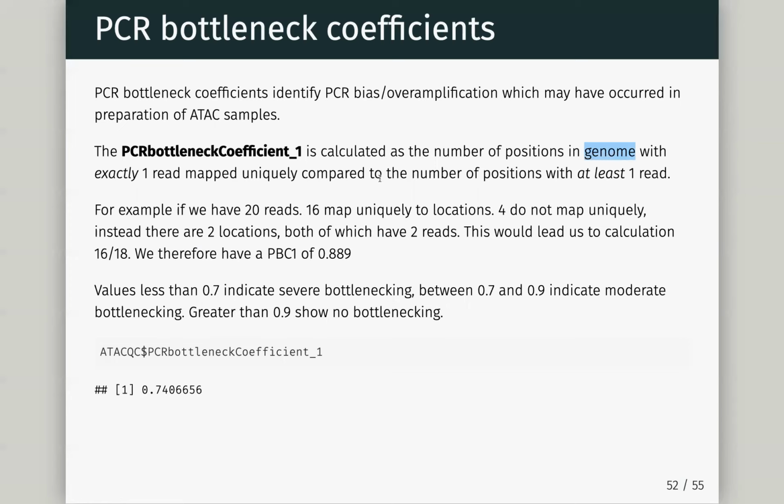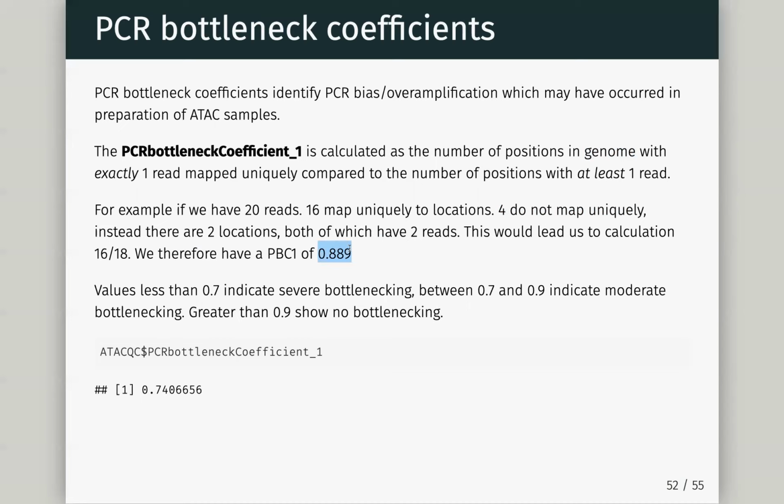So if we have 20 reads, 16 map uniquely to locations, 4 do not map uniquely. Instead there are 2 locations, so they map to 2 locations, both of which have 2 reads, which will lead us to a calculation of 16 over 18. A PBC of 0.889.